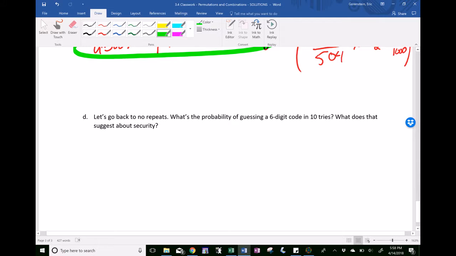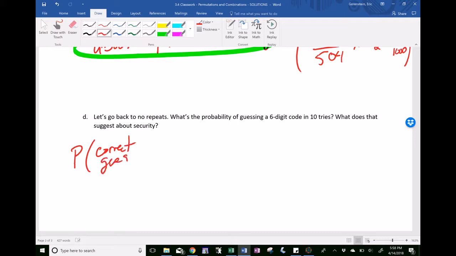And so let's go back to no repeats. What's the probability of guessing correct with a 6-digit code? Okay, so we'll do the same thing we did in part B, except we'll say probability of a correct guess. There's 1 right answer, and how many possible 6-digit codes are there? That should be 10 permutation 6. Okay, let's go back to Excel.